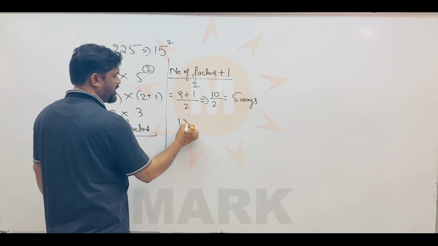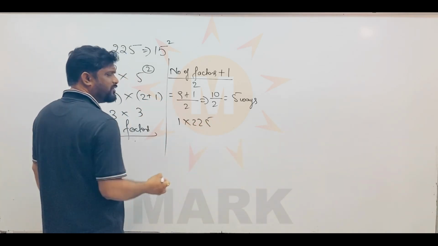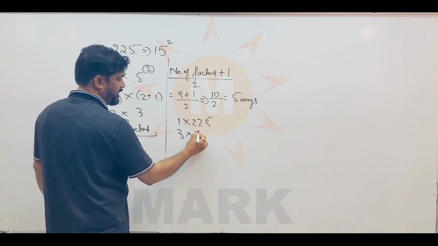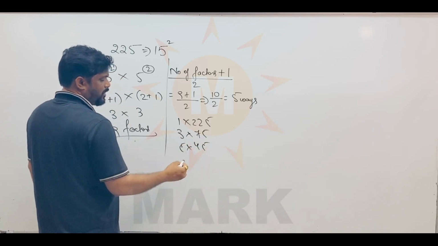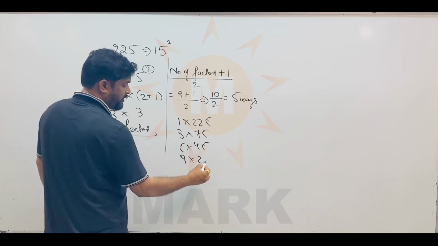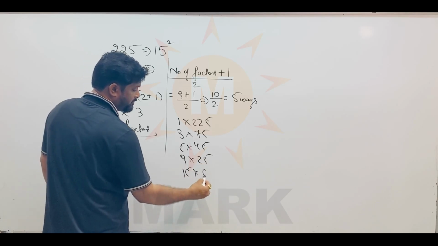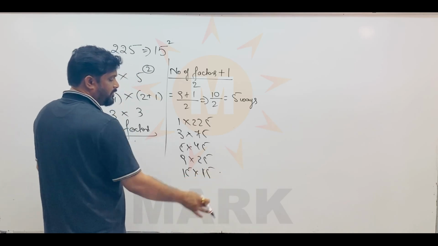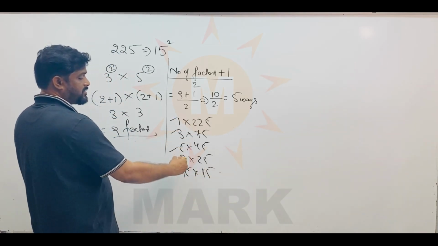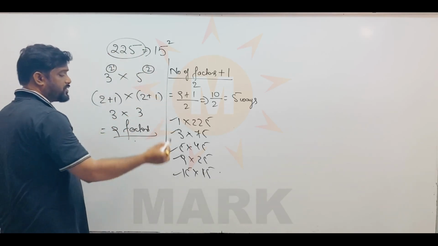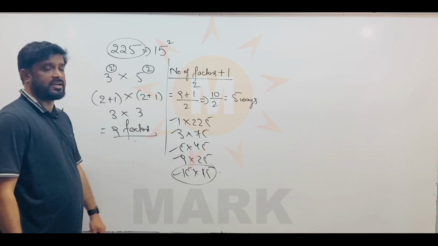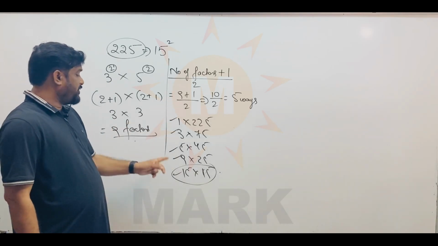That means nothing but 1 into 225, 3 into 75, okay, 5 into 45. So obviously 9 into 25 and 15 into 15. These are the 5 ways that we can resolve 225. So since 225 is a perfect square, as you know very well, this 15 should be taken only one time. Okay, so that's why 9 factors are coming.